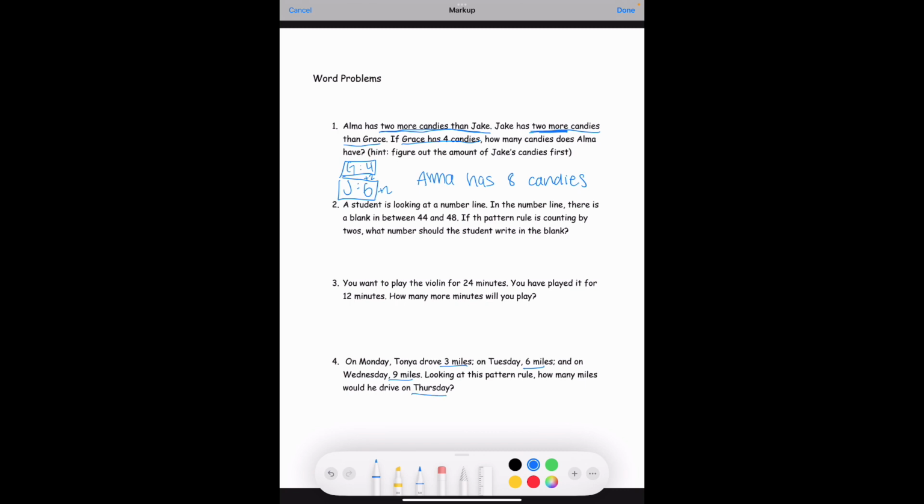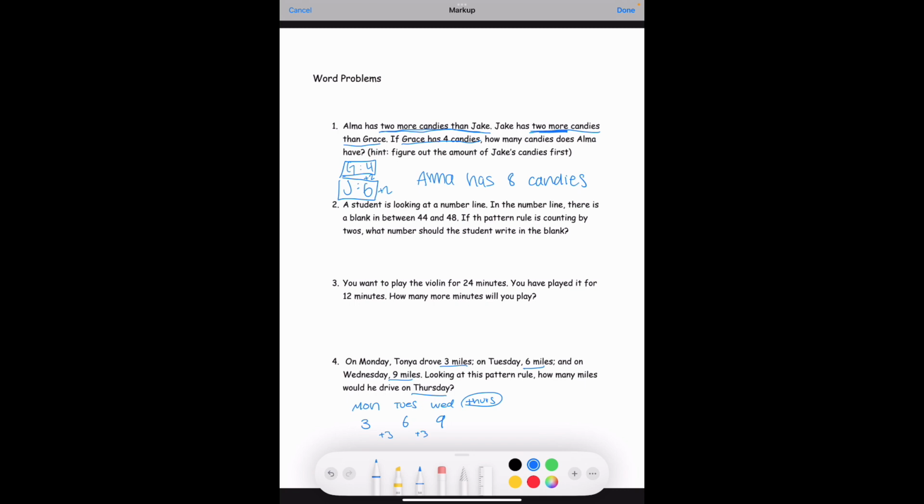Okay, let's do this. On Monday, Tonya drove 3 miles. Tuesday, she drove 6 miles. Wednesday, 9 miles. And now we are looking for how many miles she drove on Thursday. So looking at the days before, 3, 6, 9. What is the difference between these numbers? To get from 3 to 6 is plus 3, and 6 to 9 plus 3. 3 plus 3 is 6, and then 6 plus 3 is 9.